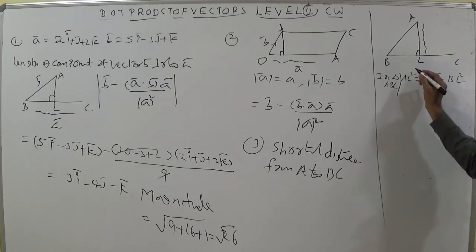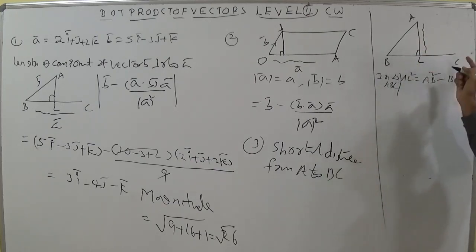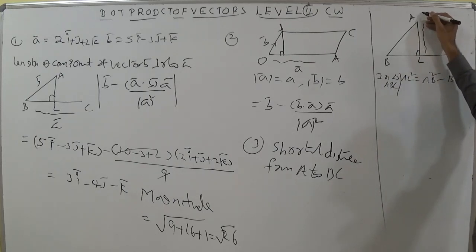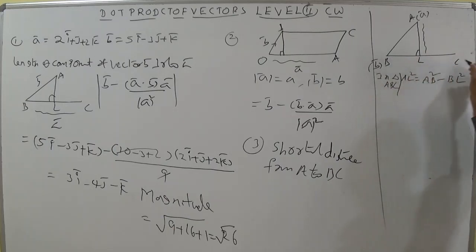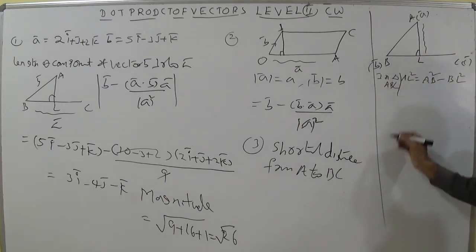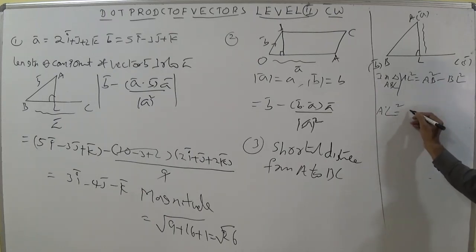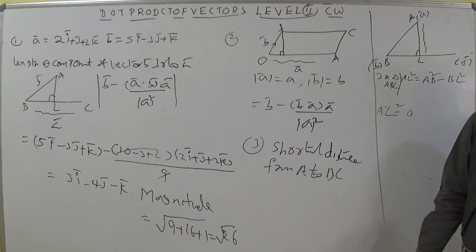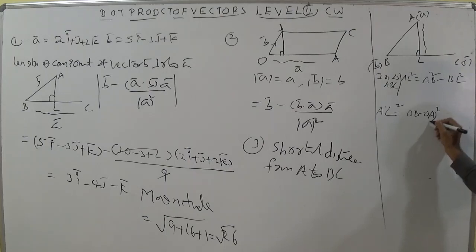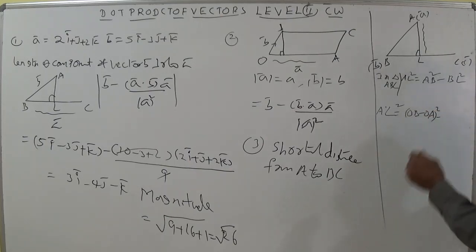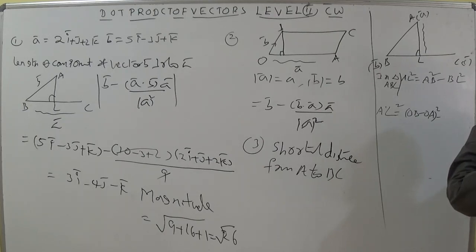So what is the value of AB? What is the value of BC? He has given the position vector of A as A bar, the position vector of B as B bar, and the position vector of C as C bar. So you can write AL square is equal to, using the position vector concept, OB minus OA, the second letter minus the first letter. OB minus OA whole square minus BL. BL means this is BC here. So AL is the AB square, okay.